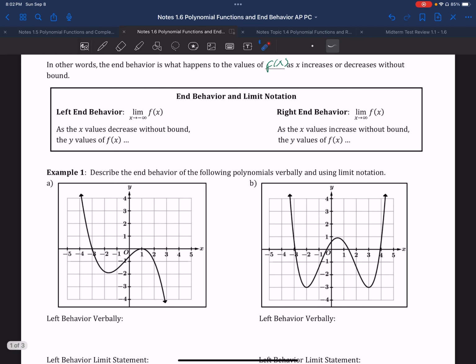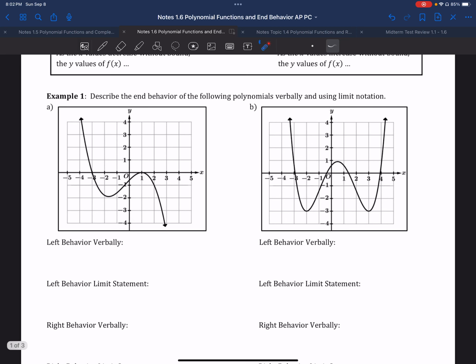Let's look at the first example and see if this makes sense. We are going to be looking at the left behavior first, verbally, then we will look at the left behavior limit statement, and then we will do the same thing for the right. So the left side, again, we are focusing on the left side of the graph, and we're saying as my x values decrease without bound, what are my y values doing? If I look at my y values on the far left of my graph, I can see that they're increasing without bound, or increasing forever, approaching positive infinity.